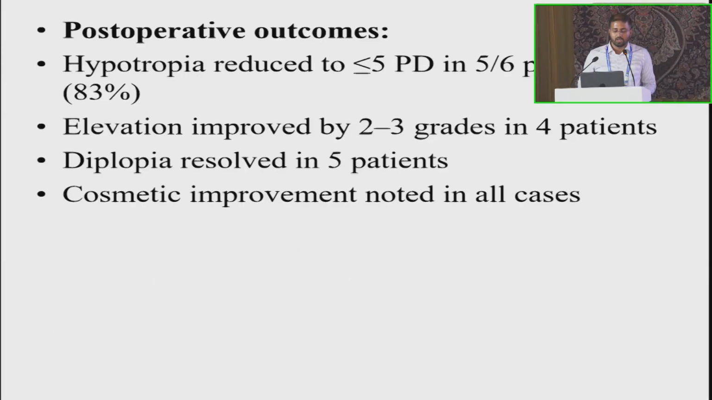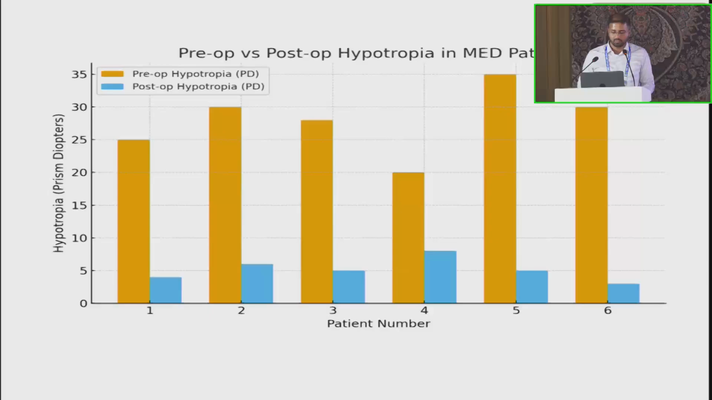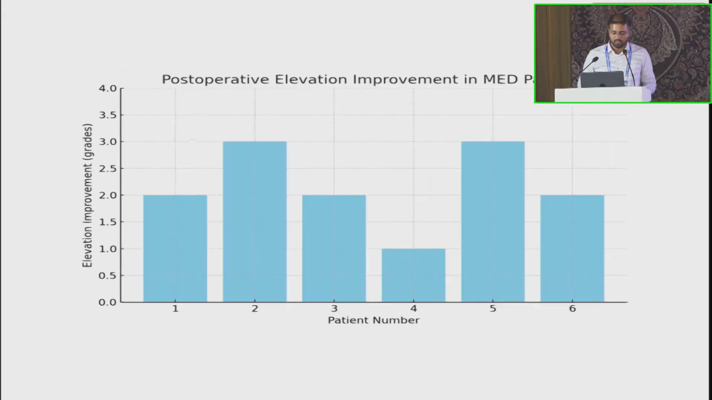Post-operative outcomes: hypertropia was reduced to less than 5 prism diopters in 5 out of 6 patients, 83%. Elevation was improved by 2 to 3 grades in 4 patients. Diplopia resolved in 5 patients, and cosmetic improvement was noted in all the cases. Complication: mild residual limitation was seen in 1 patient. No overcorrection or anterior segment ischemia was observed. This is a graph showing the pre- and post-operative hypertropia which was corrected. It was less than or equal to 5 prism diopters post-operatively in most of the patients. This is the improvement in the elevation in the post-operative period.